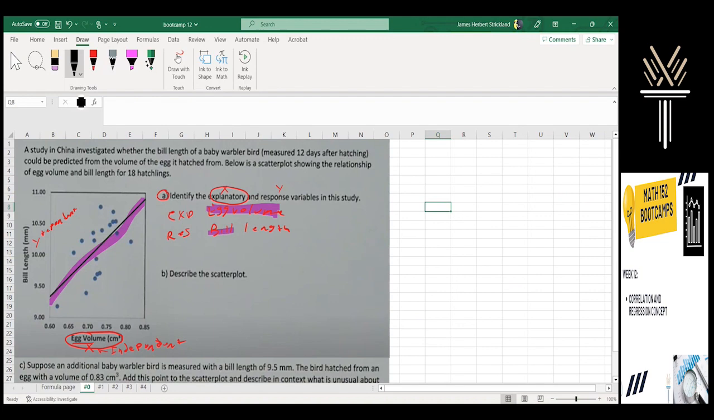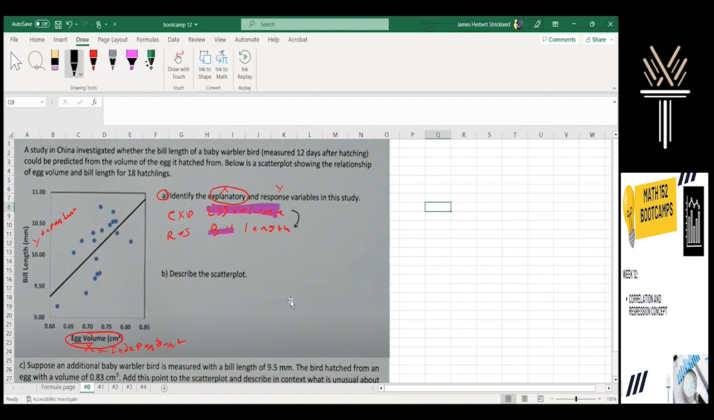And likewise, the smaller the baby, the smaller the bill, because we see a positive correlation, so we would assume that they're changing in the same direction. So bigger babies, bigger bills, smaller babies, smaller bills. That's the idea of what's going on here. So they're hoping, if this is accurate, that egg volume is describing how big the baby is.